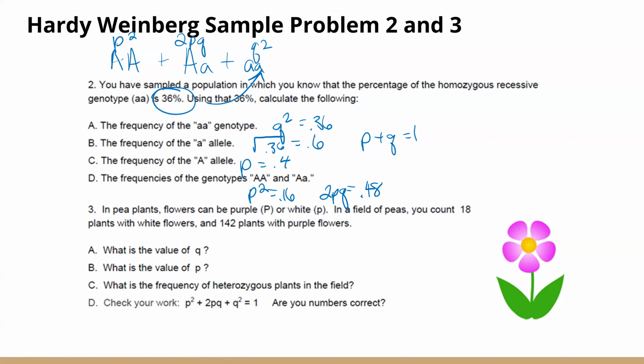In this case, we have flowers that can be purple or white. So my dominant is capital P, my recessive is lowercase p. And if I have white flowers, that means I have to be pp. And I have 18 out of 142, which gives me a Q squared value of 0.126. So if I want to know Q, I have to take the square root of 0.126, and I get 0.356.